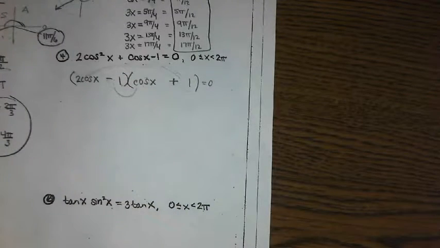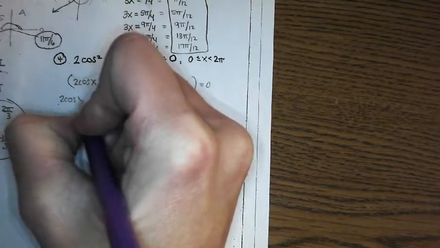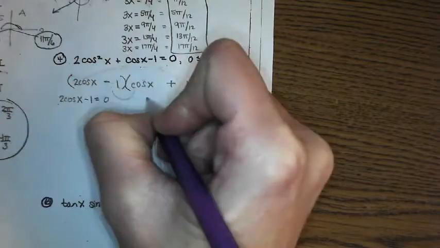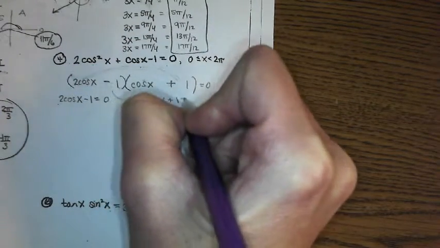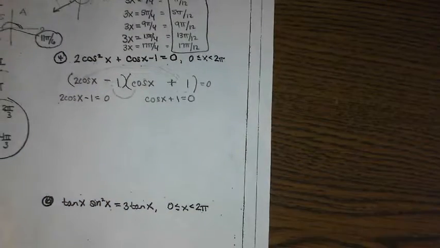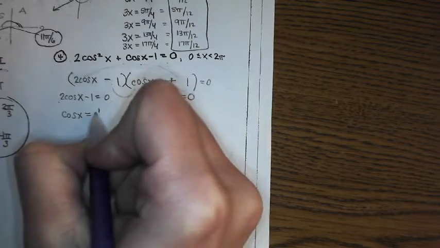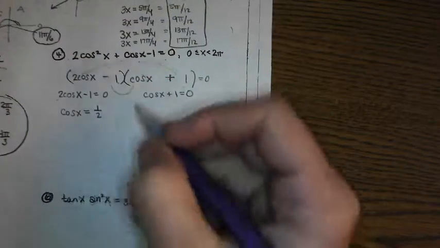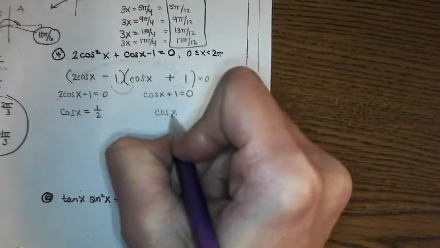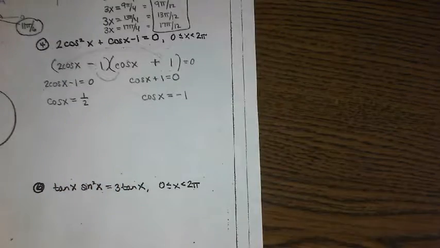What do you do when you're done factoring? Tee it up. So 2 cosine x minus 1 equals 0, or cosine x plus 1 equals 0. So when I solve this one, I'm going to get cosine x equals a positive half. And when I solve this one, I'm going to get cosine x equals negative 1.